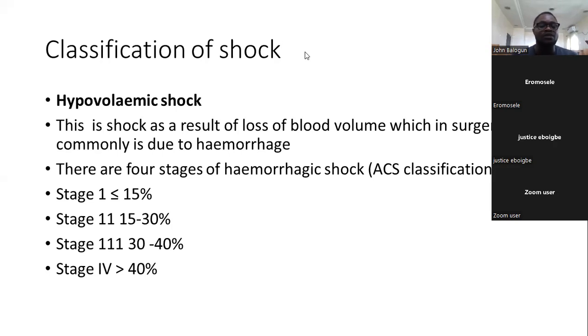The other parameter they can give is the BP. For stage 1, the BP is usually within 120 and 100. The systolic BP, to be precise. For stage 2, it's within 100 and 80. Stage 3 is within 80 and 60. For stage 4, it's less than 60. Are we communicating?